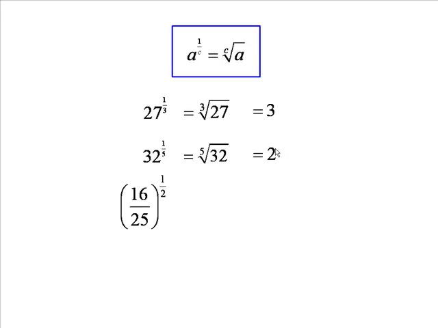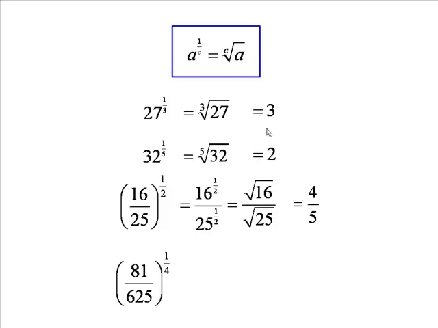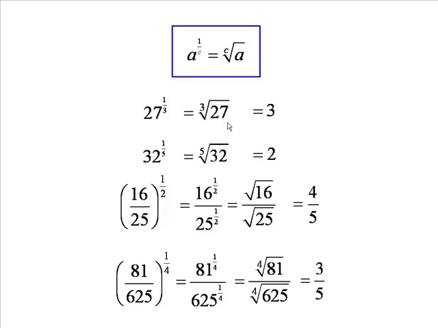When you've got a fraction, well, if you remember, you just split the fraction. You get 16 to the half divided by 25 to the half, which is the square root of 16 divided by the square root of 25, which is 4/5. Another example, 81 over 625 to the power of 1/4. Well, that's both of those numbers separately to the power of 1/4, which is the 4th root of each of them. So that settles down to 3/5.